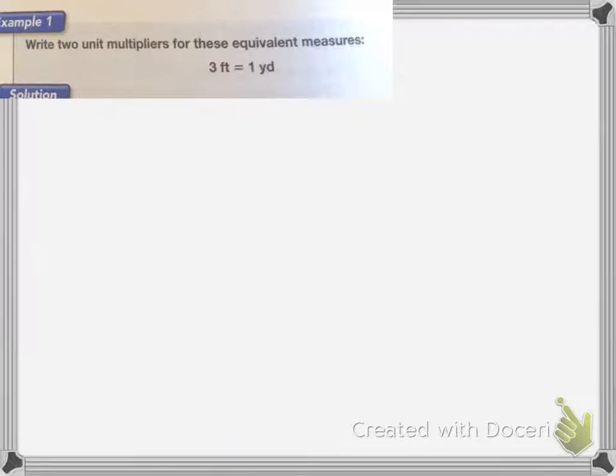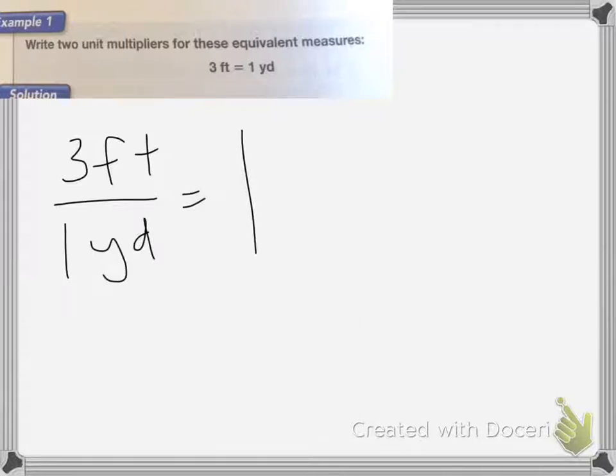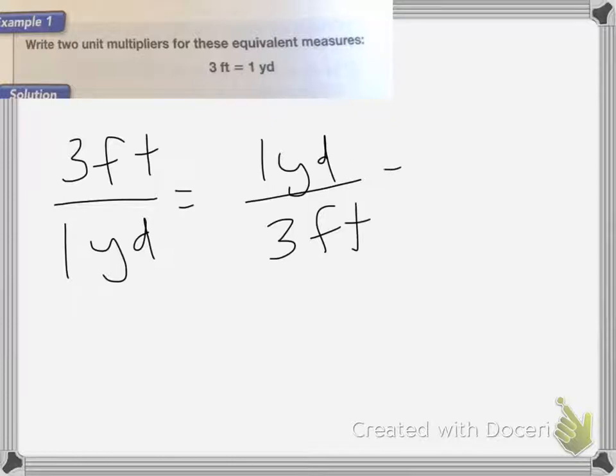So I can change these into fractions, and the first one will be 3 feet over 1 yard. Now that's still equal to 1 because 3 feet is the same as 1 yard. The other unit multiplier will be 1 yard over 3 feet. And these are equal to each other and also equal to 1 because 1 yard and 3 feet are the same.